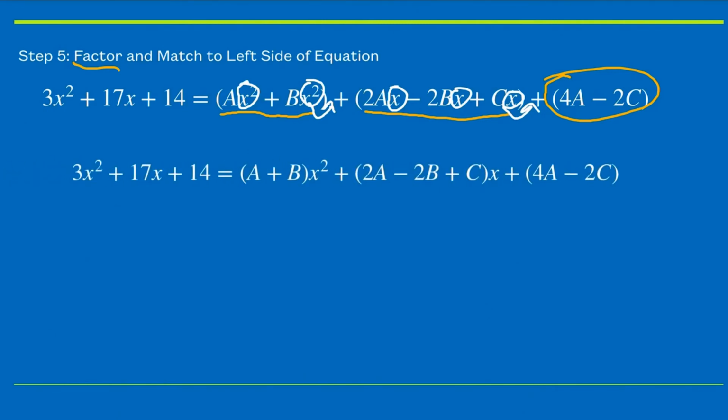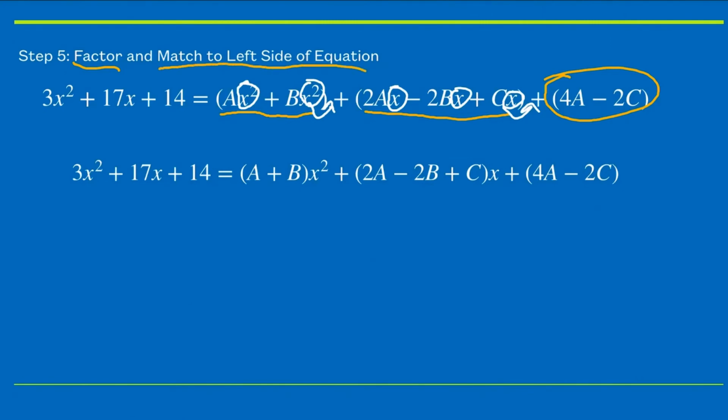So again, I factored an x squared out of the first parenthesis. You can see it right here, and we're left with a plus b. And in the second parenthesis, we just took the x out. So I factored that out here, and we're left with 2a minus 2b plus c. And the last one, I didn't touch because that's a constant grouping, so here it is right here. And the next part of this step is we need to match it to the left side.